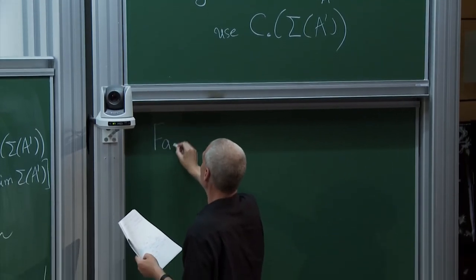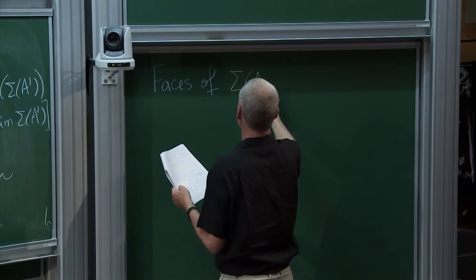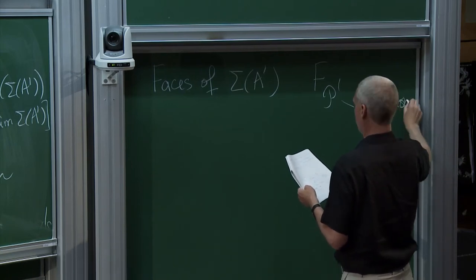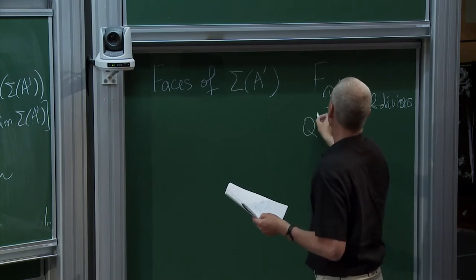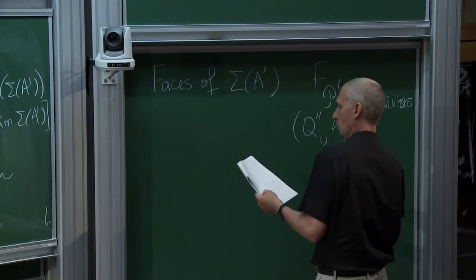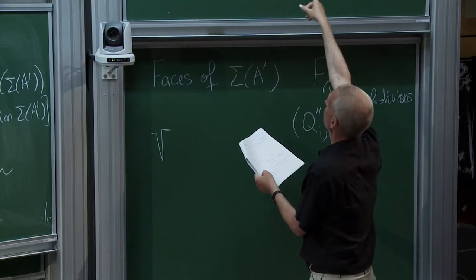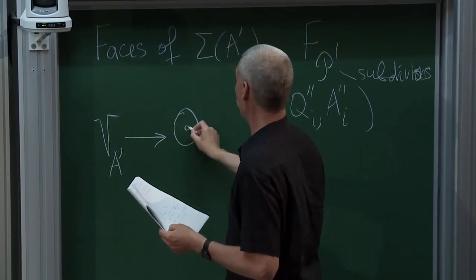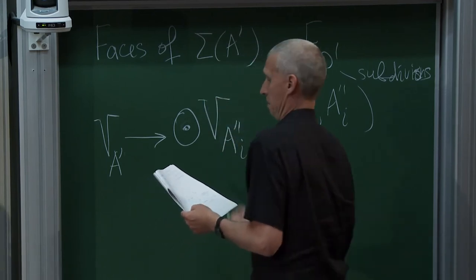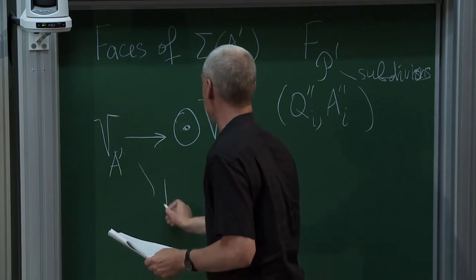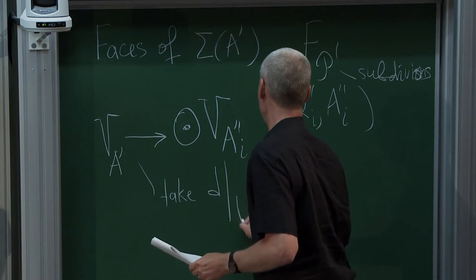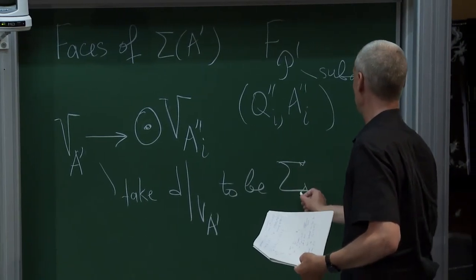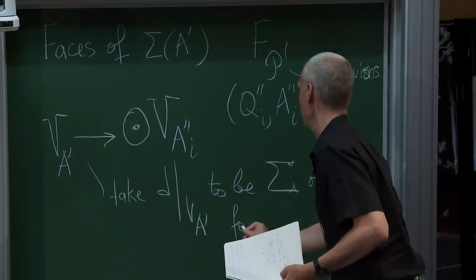So look at faces of sigma of A prime. They correspond to subdivisions of A prime into some Q second i, A second i. The part of the differential of the chain complex of the secondary polytope goes from V of A prime to the symmetric product of V of A second i. So we take the differential on V of A prime to be the sum of those for all faces of codimension one.